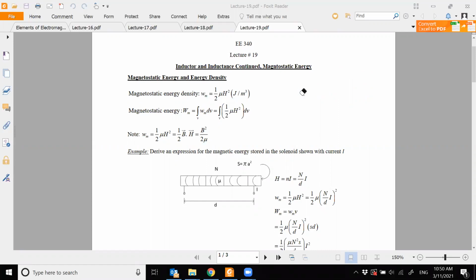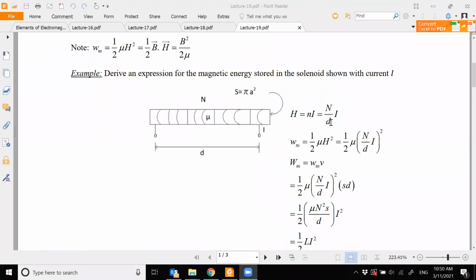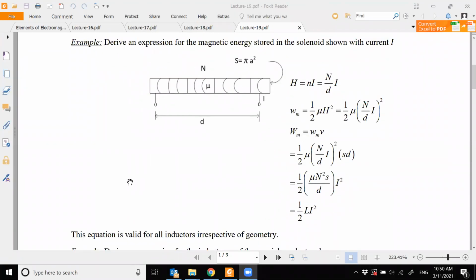Now, can we find the magnetostatic energy stored in a solenoid quickly? What will be the magnetostatic energy stored in a solenoid? We know everything. That's why it can be very quick. I know H. What is my H? I don't need to worry about the vectors. It's an energy. So H is N I, the number of turns is N, length is D. So N over D times I. So therefore, my magnetostatic energy density will be half mu H square, which is this one.